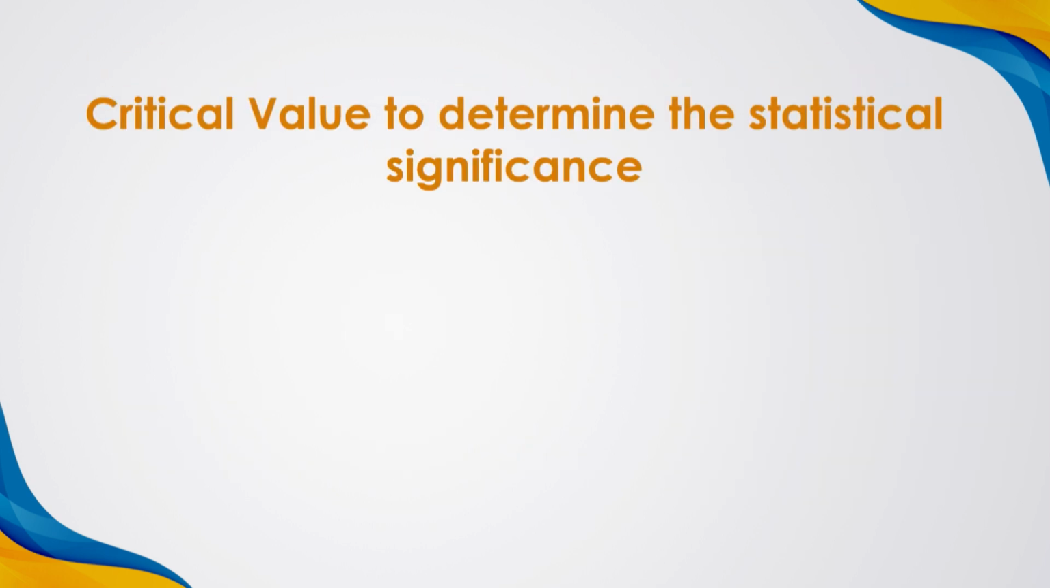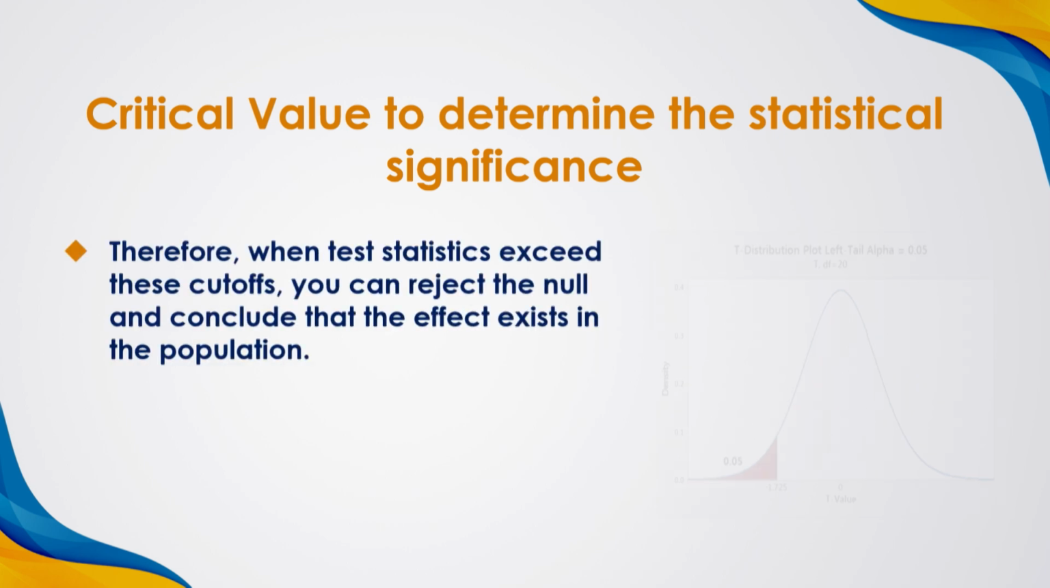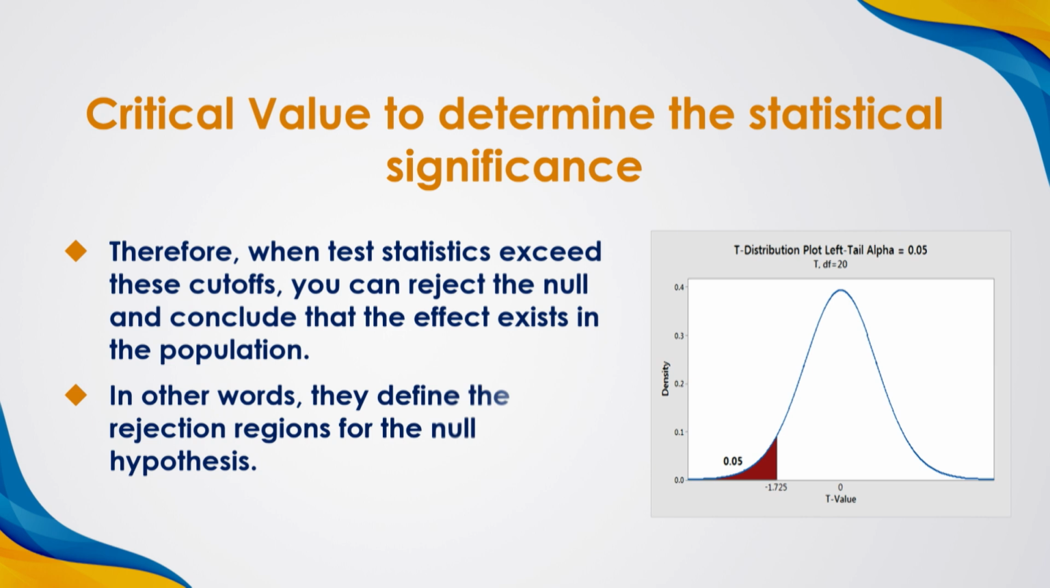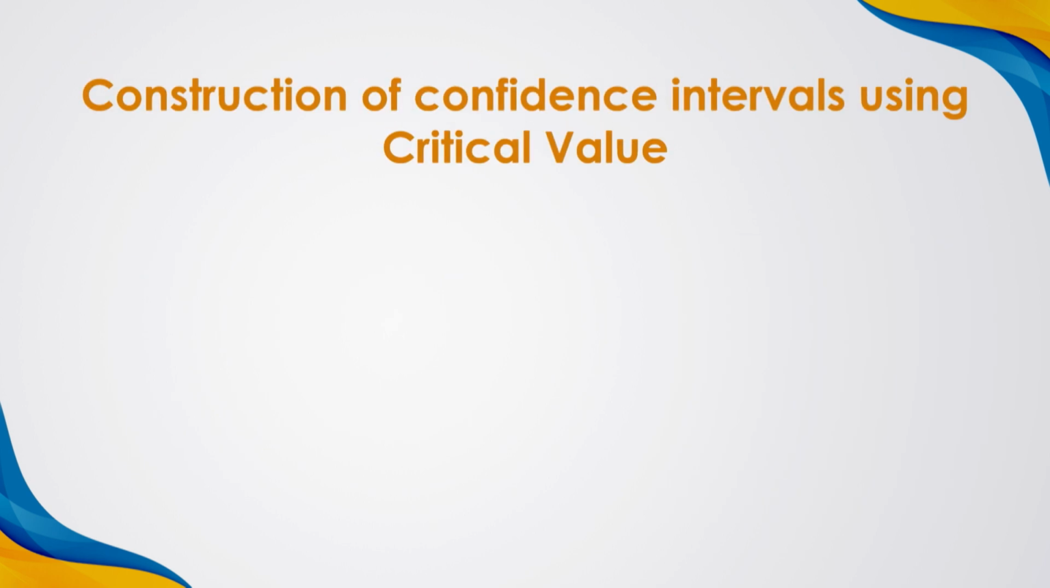Critical values determine statistical significance. When the test statistic exceeds these cutoffs, you can reject the null hypothesis and conclude that the effect exists in the population. In other words, they define the rejection regions for the null hypothesis.